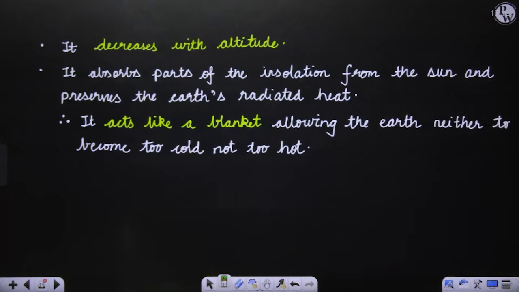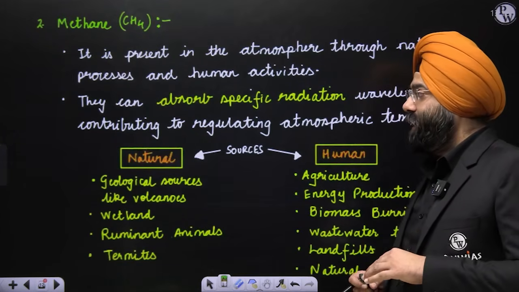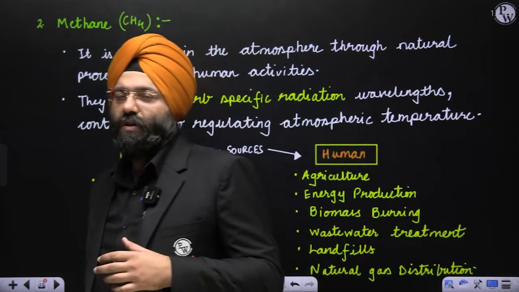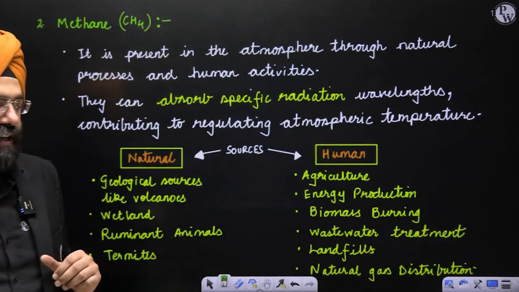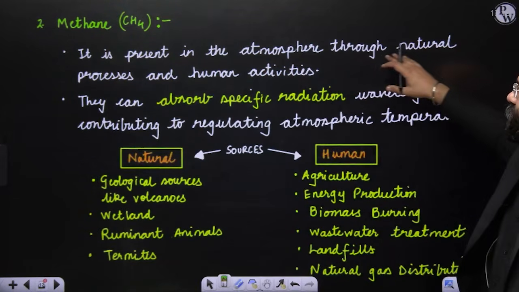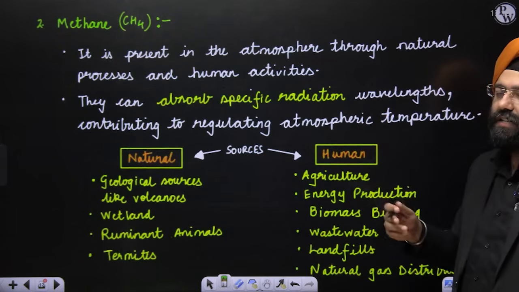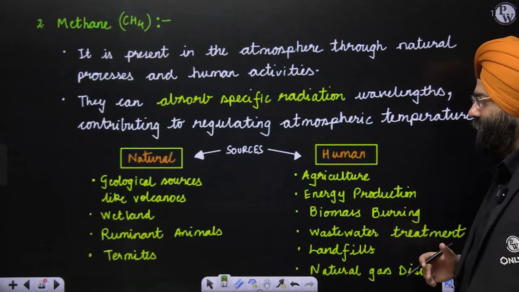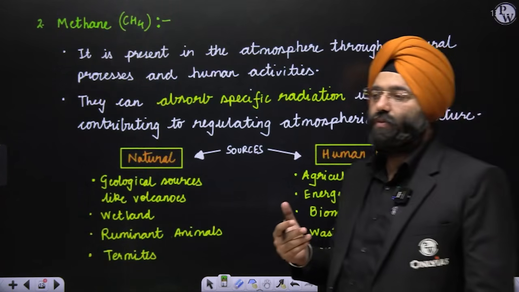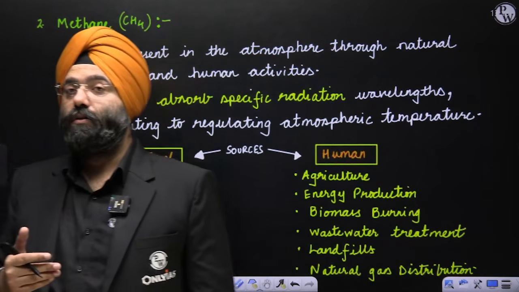Okay, now having studied this, let us move to the next part, methane. Methane is something that is repeatedly asked in your papers, like what are the sources of methane, because it is again a very important aspect with respect to the atmosphere. It is present in the atmosphere through natural and human activities, and it absorbs specific radiations which regulate the atmospheric temperature. If the methane content increases, it will contribute to global warming to a great extent, and that is why it is very problematic.